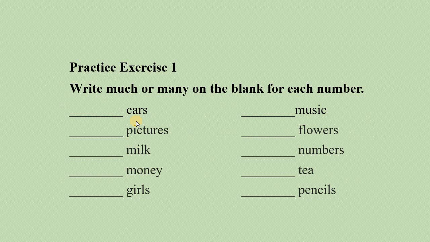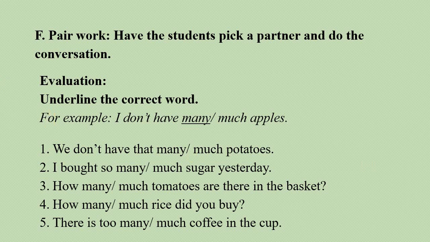Okay, guys. So exercise F, pair work. Have the students pick a partner and do the conversation. And then move on, guys, to your evaluation. Have the students underline the correct word. For example, I don't have much apples. So you have here the plural noun. You have to use many because apples is a countable noun. So you have to use many.